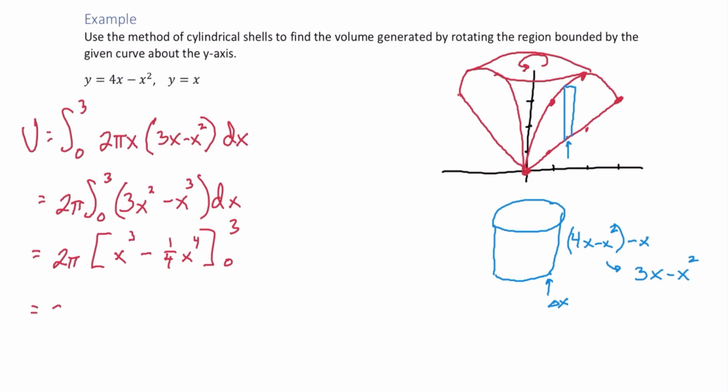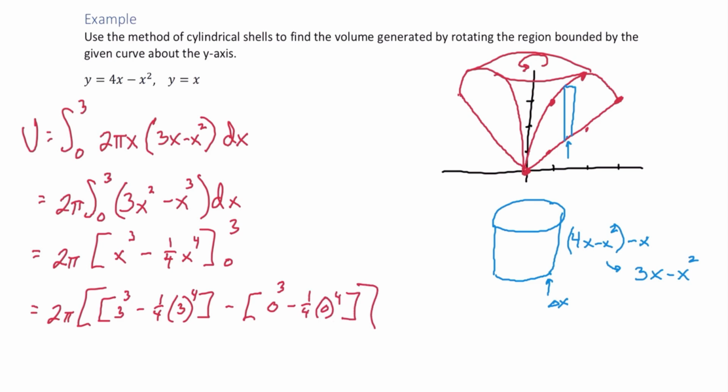Next, we'll plug in those upper and lower limits. First, we plug in 3 cubed minus 1/4 times 3 to the 4th. Then we subtract, plugging in the lower limit: 0 cubed minus 1/4 times 0 to the 4th. And once we simplify all of this, we get 27 pi over 2.